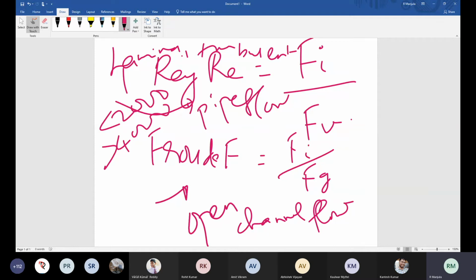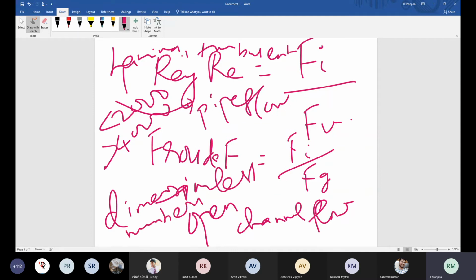Similarly, there are classifications for Froude number. Both Reynolds number and Froude number are dimensionless numbers. There is no dimension for that. So Reynolds number, Froude number, Euler number, Mach number are different types of numbers which could be used for different conditions. Now we are studying only these two. For pipe flow, we are using Reynolds number. For open channel flow, we are using Froude number. And all these numbers are dimensionless numbers. Okay.